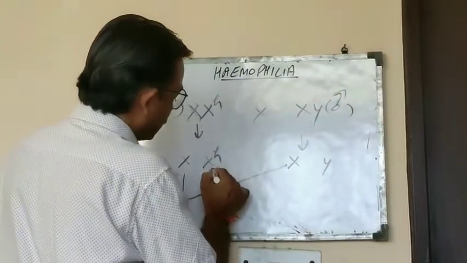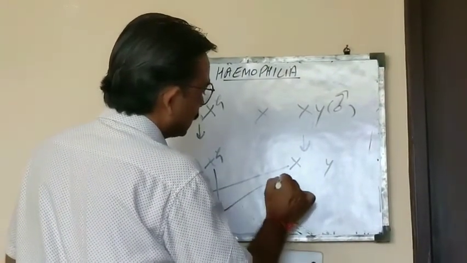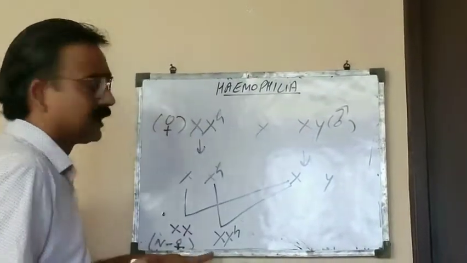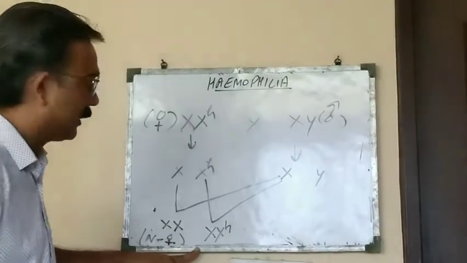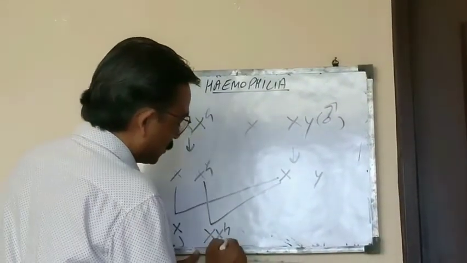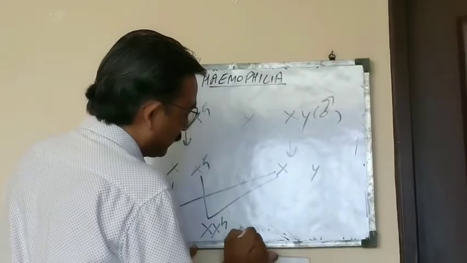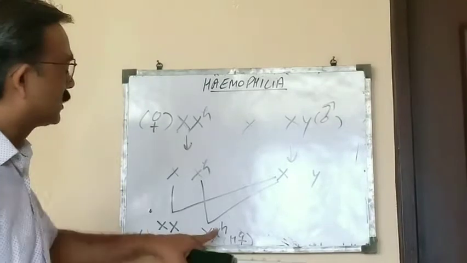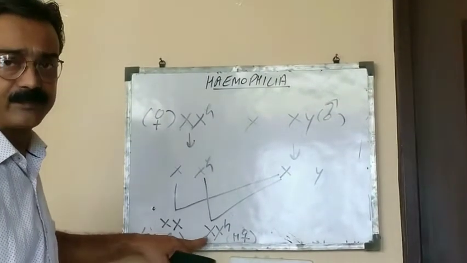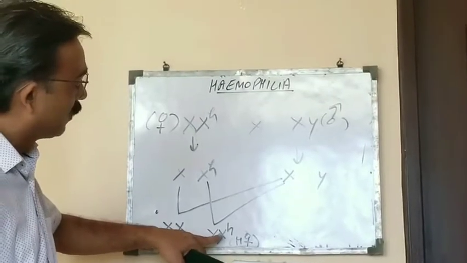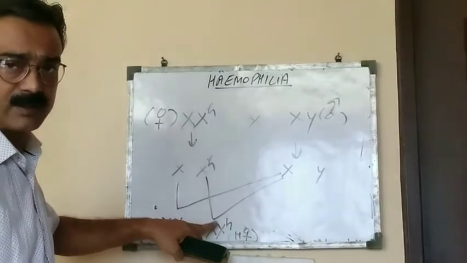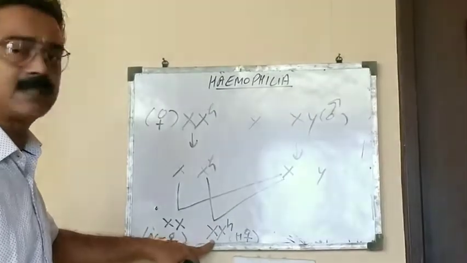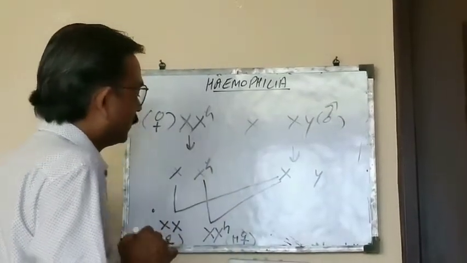If this egg is fertilized by this sperm, then the condition will be like this, meaning the born female baby will be hemophilic. So this is a hemophilic female. This one is not hemophilic. This is in fact a carrier, because only one gene is carrying the hemophilic disorder. It is a carrier, right?